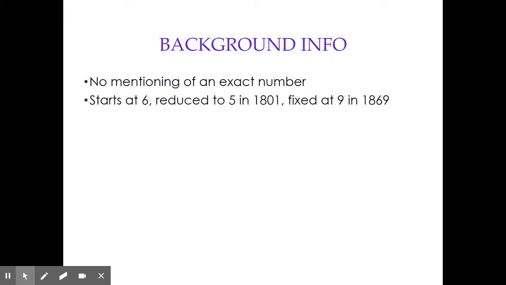The initial number of Supreme Court justices is 6. And then that number changes throughout history. It's reduced to 5 in 1801 by an act of Congress, and then it's sort of fixed at 9 in 1869, and it's been 9 justices ever since.